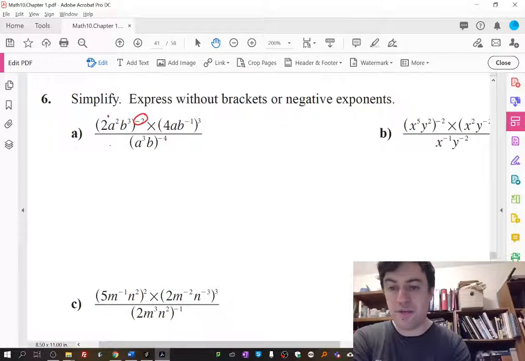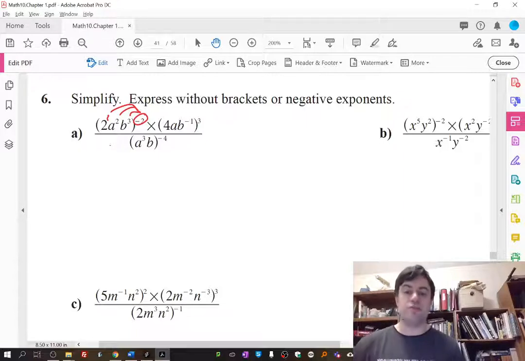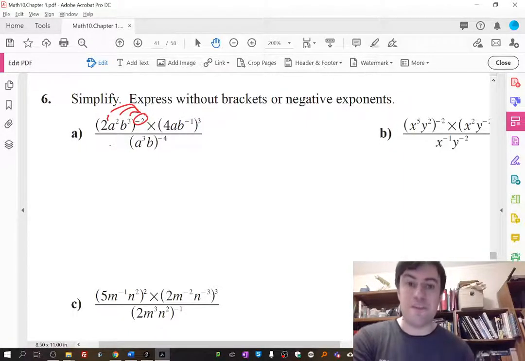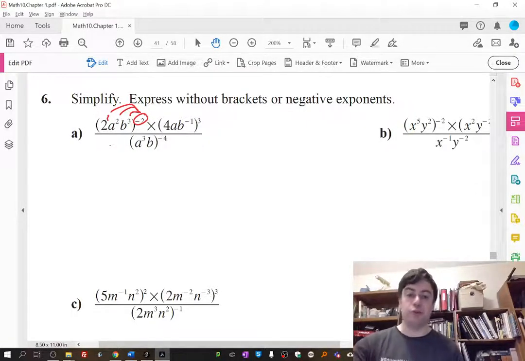The 2 has an invisible exponent of 1. So we're going to multiply that -2 onto all of the exponents, onto the 3 of the B, onto the 2 of the A, and also onto the 1 of the 2. So you need to multiply it into everything. So don't forget those sneaky invisible 1 exponents and include those in the power rule.